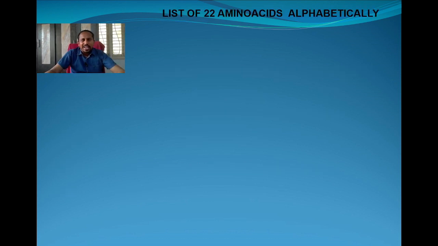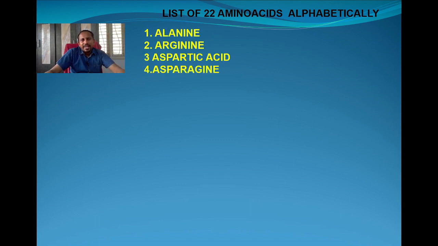So dear viewers, you have to remember the names of all the 20 amino acids. To remember all 20 amino acids, I will give you a trick to remember them alphabetically. If we go alphabetically, first the alphabet A comes. In A we have 4 amino acids: alanine, arginine, aspartic acid, asparagine.